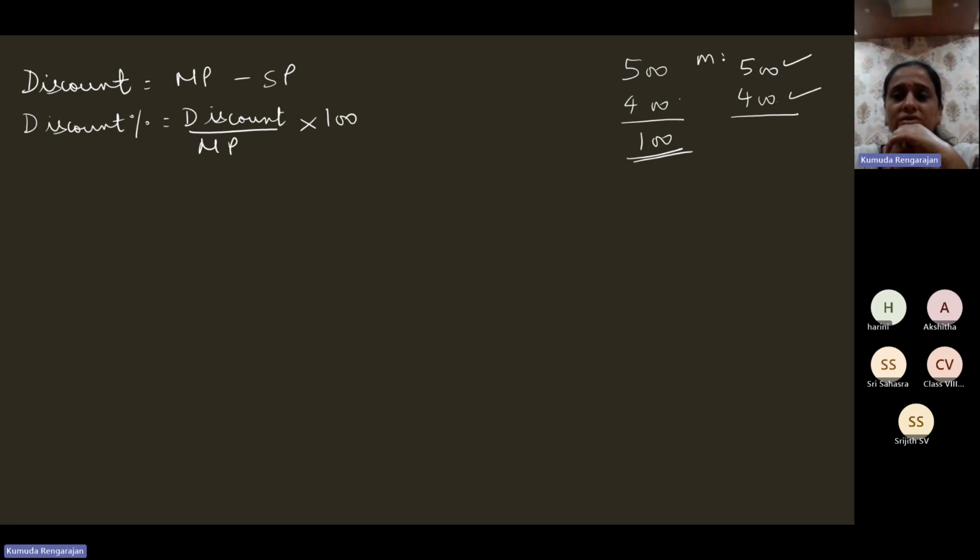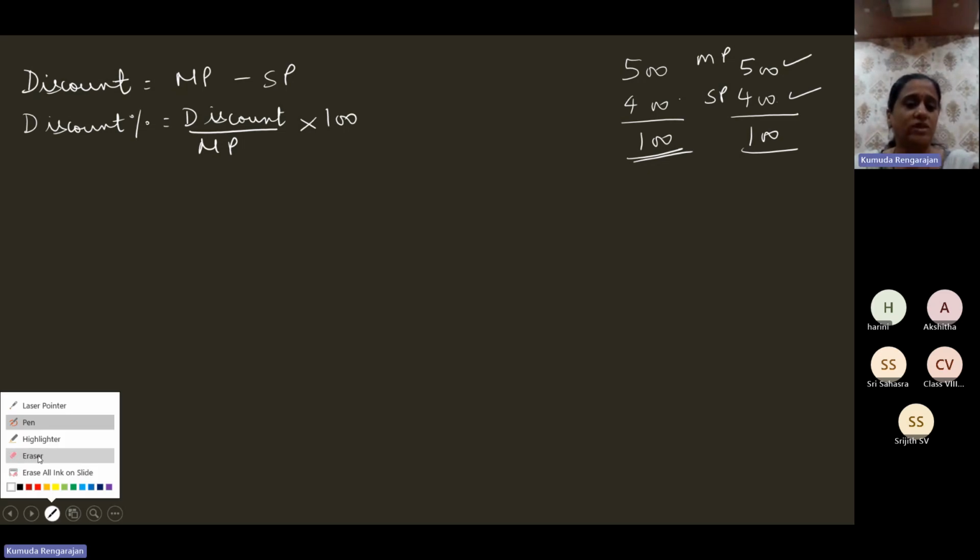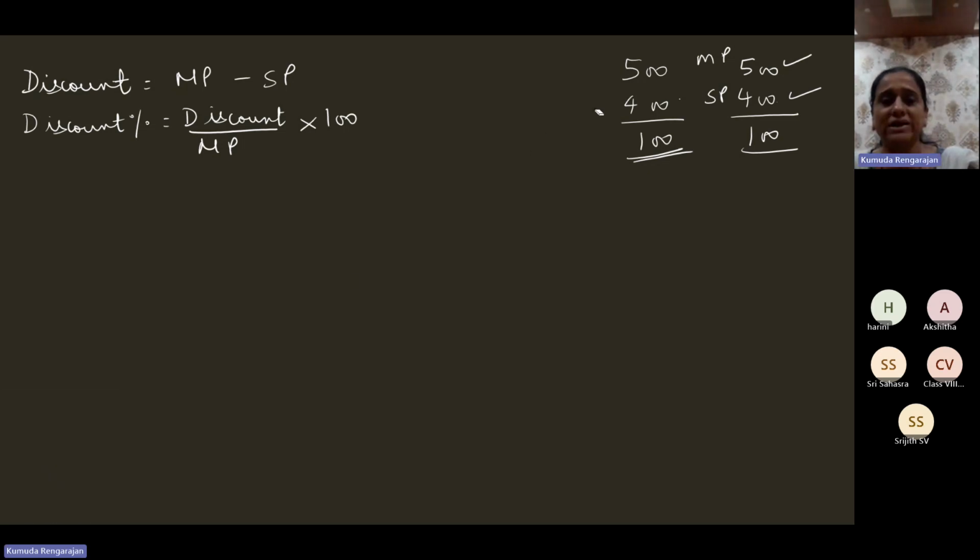This is the marked price. This is the selling price of the shopkeeper. So marked price minus selling price, 100 rupees is the discount given to you by the shopkeeper. He's selling the product for 100 rupees less. That 100 rupees is the discount. So that's what the formula is. Mark price minus selling price is the discount.